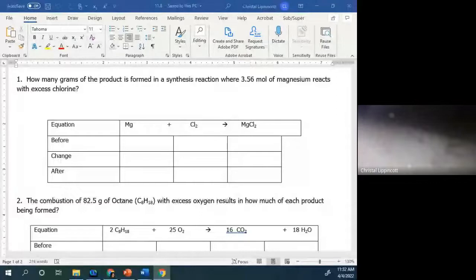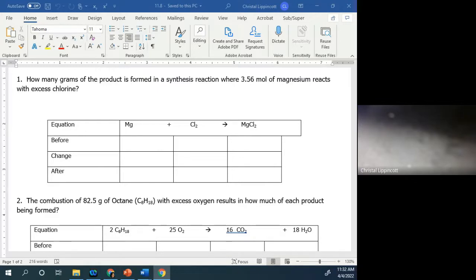All right, so we're going to go through and talk about this. We're going to talk about how to solve these problems, how to figure out the answers to them. Again, for the test tomorrow, I will have all of the equations in for you, and I'll have them all balanced for you. So you just need to figure out where to put the different parts of these.